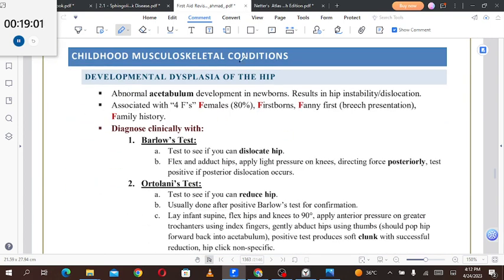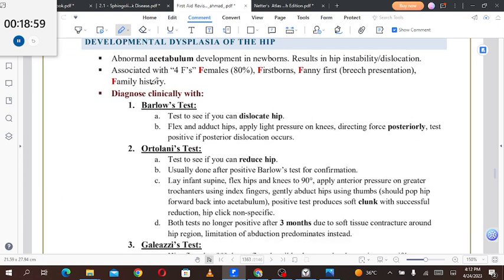Childhood musculoskeletal conditions. Developmental dysplasia of the hip. Abnormal acetabulum development in newborns results in hip instability and dislocation, associated with the 4 F's: female, firstborn, frank breech presentation, and family history. So female in 80% of the cases, then firstborn, then frank breech, which means breech presentation, and family history.